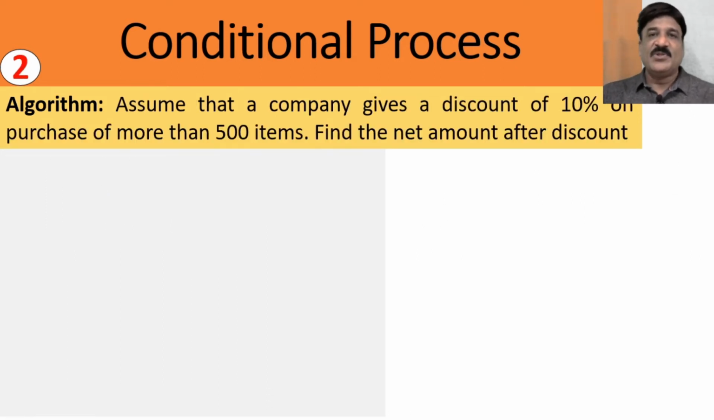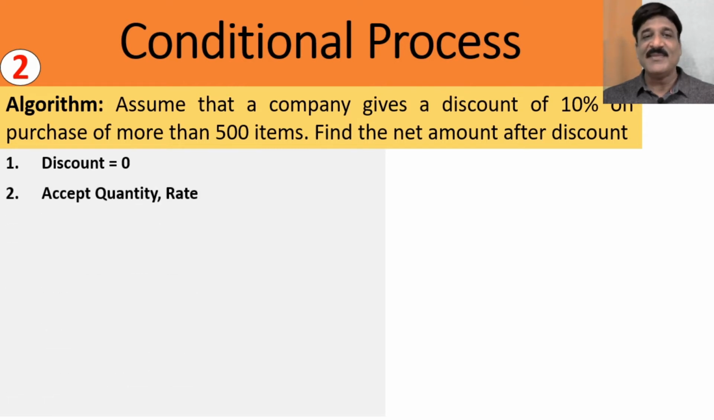Now take an example. Assume that a company gives a discount of 10% on a purchase of more than 500 items, and find the net amount after the discount. So we need to find out the net amount. What are the unknown values here? The quantity and the rate of each quantity. Initially assume the discount is 0. It means we are not going to provide any discount, because there are very few persons who are going to purchase a quantity greater than 500. So that's why we are assuming at the beginning that the discount is 0.